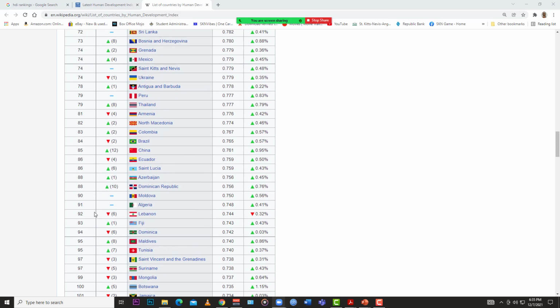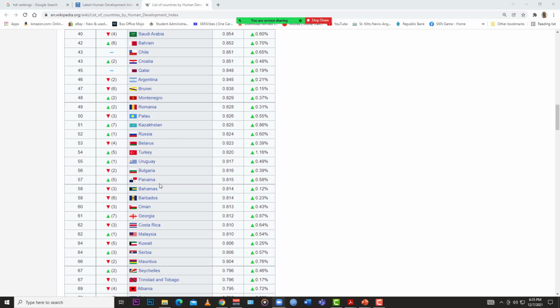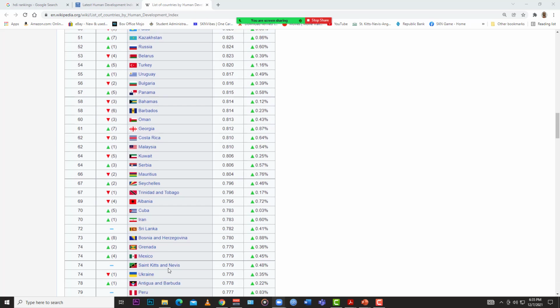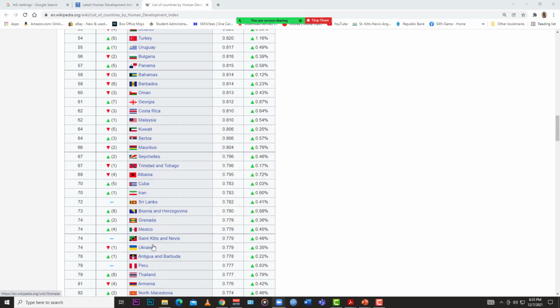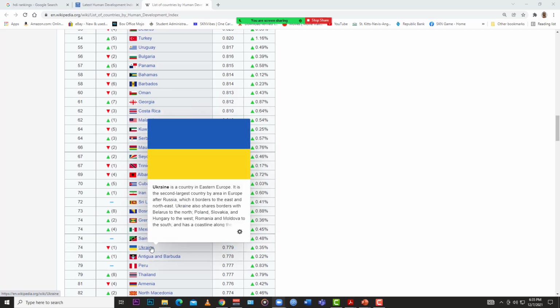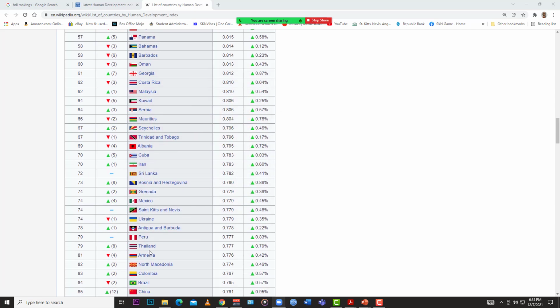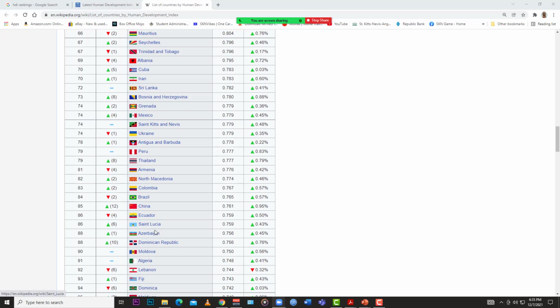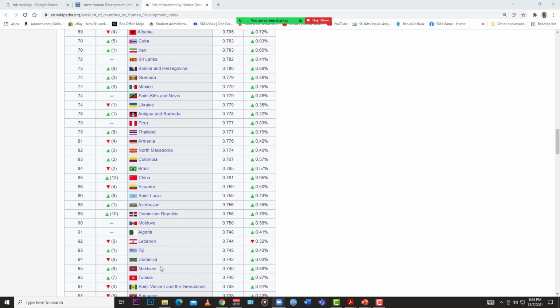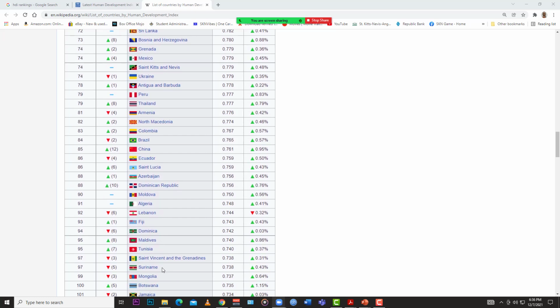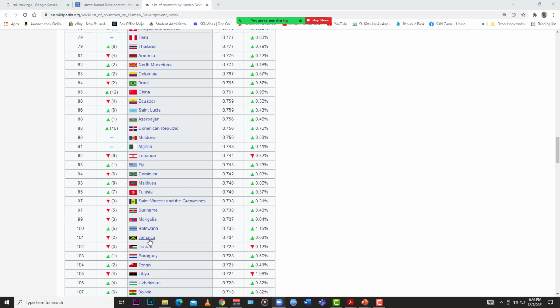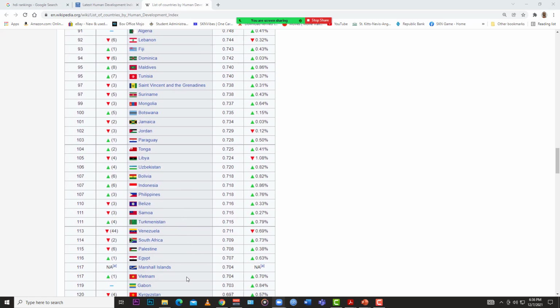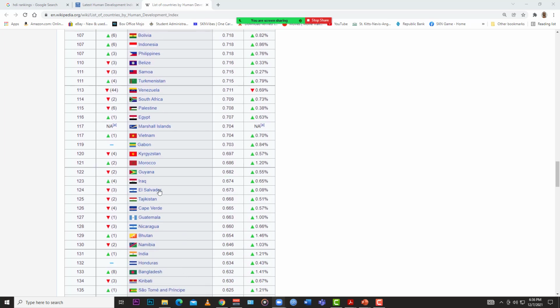But when you look at the Caribbean, we will be one of the top, right? So you have Bahamas, Barbados, Trinidad. And then we have Grenada, and then we have St. Kitts. We are above Ukraine, we are above Peru, Thailand, Armenia, Colombia, Brazil, China, right? Ecuador, St. Lucia, Azerbaijan, right? Moldova, Algeria. So we are above a lot of these larger countries as it relates to our Human Development Index. And of course, we have Jamaica here at 0.734. Right? So in the Caribbean, we are relatively high. But we have Guyana down there still.